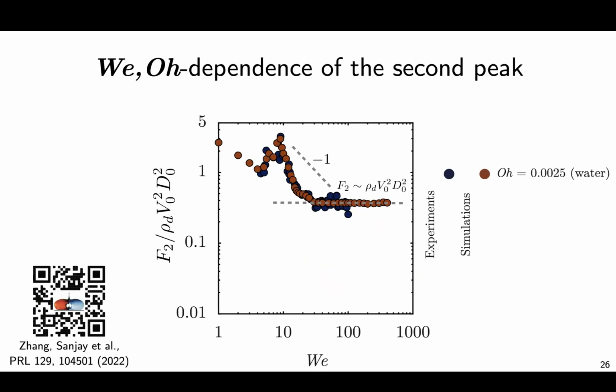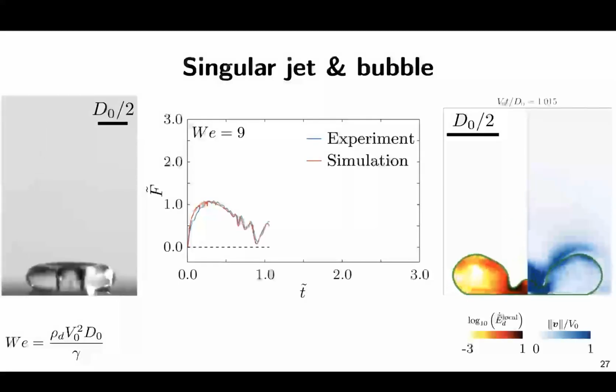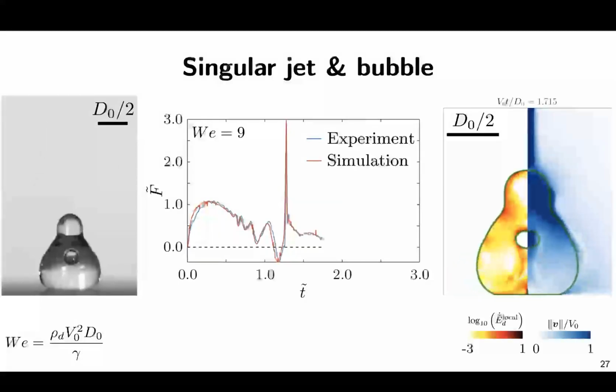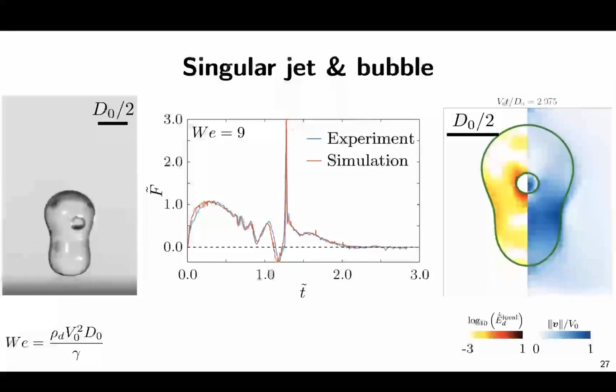So now we are going to change Ohnesorge number for this case. And before we do that, let's first look at the case which has the highest peak in the force, which is this one over here. If you remember, this is the case of a singular jet, where a bubble is entrained inside the droplet, and this high peak in the force is really reminiscent of a hydrodynamic singularity that occurs when the capillary waves converge at the apex of the droplet at precisely the right way.